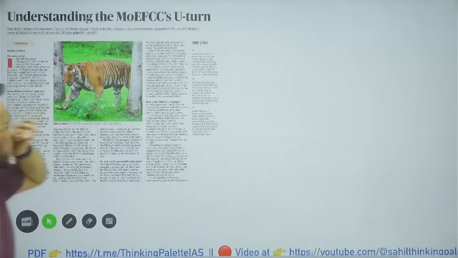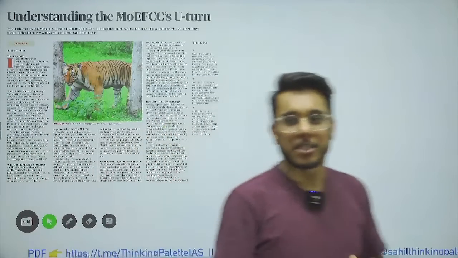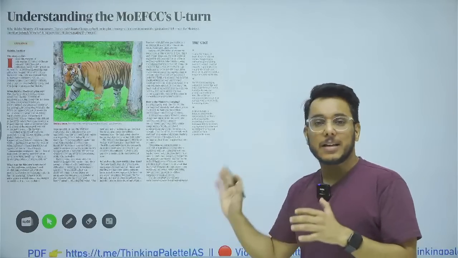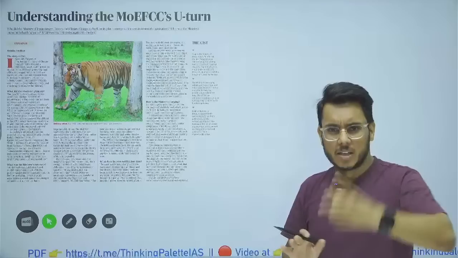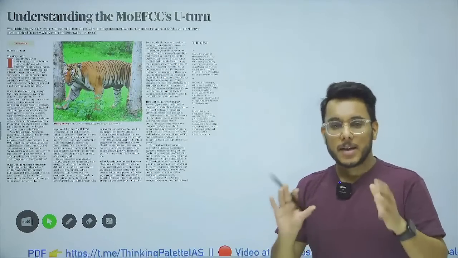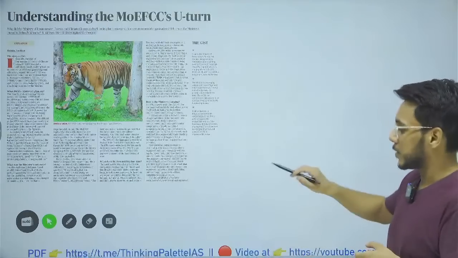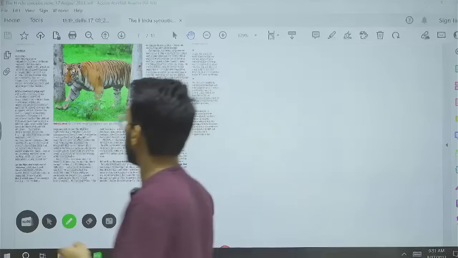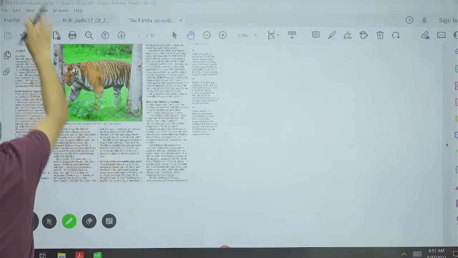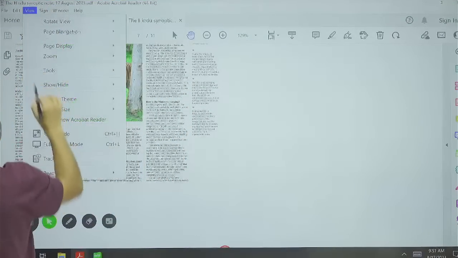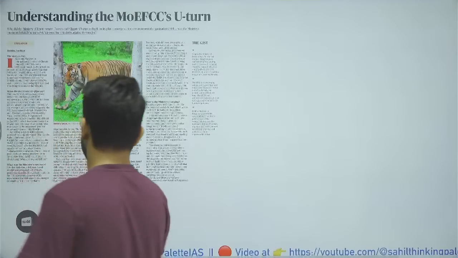Understanding the Ministry of Environment, Forest and Climate Change's U-turn. Now, frankly telling you guys, the article doesn't contain much substance. Just a small concept has been given in this article. Let's see this particular thing. And this article will be taken with respect to GS paper number 3, issues related to conservation.